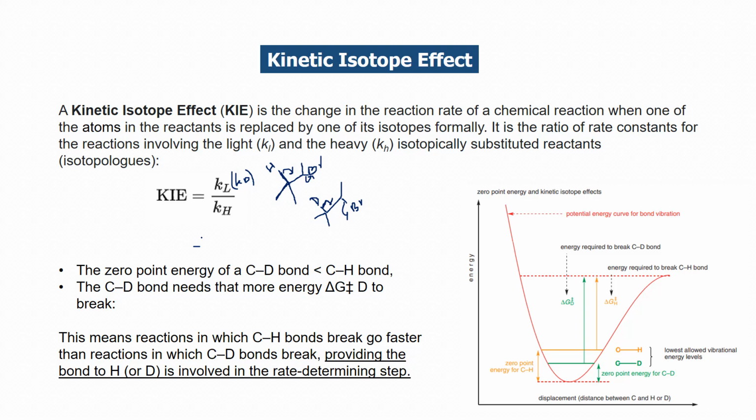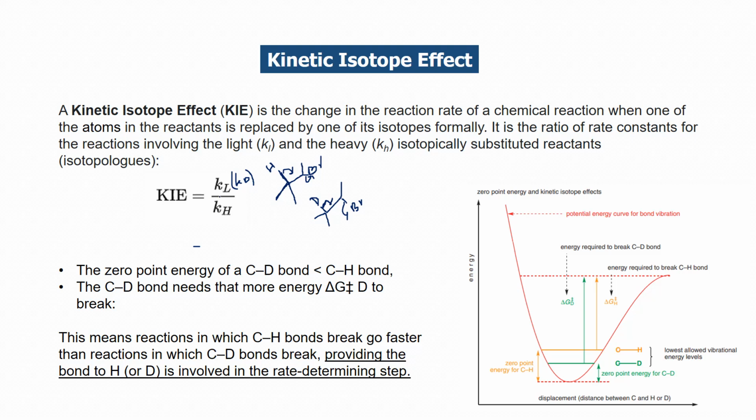This gives us an idea whether this isotopic bond is getting cleaved in the rate determining step or not. If the rate is affected just by replacing the C-H bond with deuterium, then we can get an idea that the C-H bond is getting broken in the rate determining step. Because if it is not involved in the rate determining step, changing this hydrogen with deuterium will not affect the reaction rate to any extent.